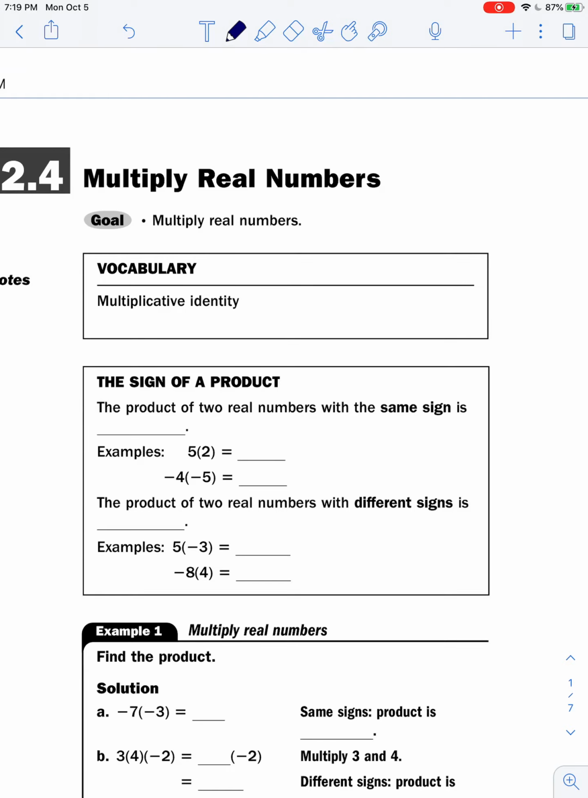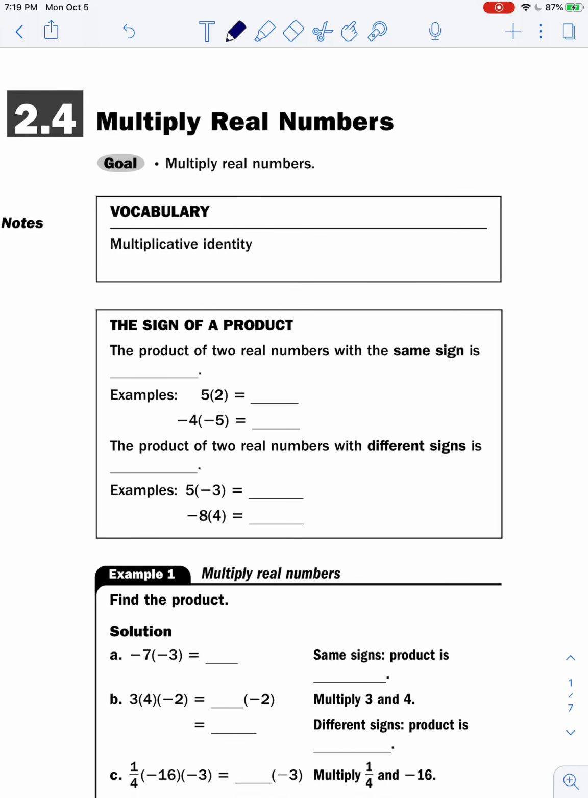Welcome back, my friends. We are going to talk about multiplying and dividing real numbers. So we're going to do 2.4 and 2.6 together because it's pretty easy, and they go together pretty well. I am going to skip part of the notes and you'll see a bunch of stuff blacked out.